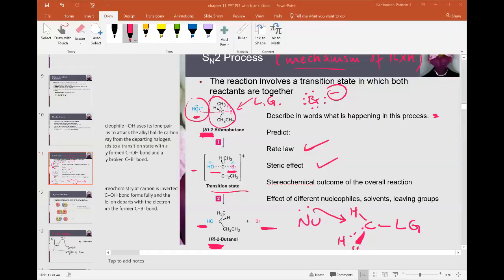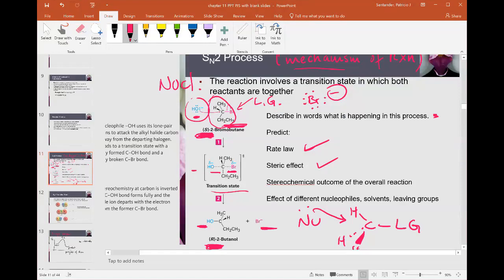We continue looking at the SN2 process. So we said we have a backside attack of OH minus, that is a nucleophile, and then the substrate, the 2-bromobutane that had S configuration at the end of the reaction becomes R configuration.